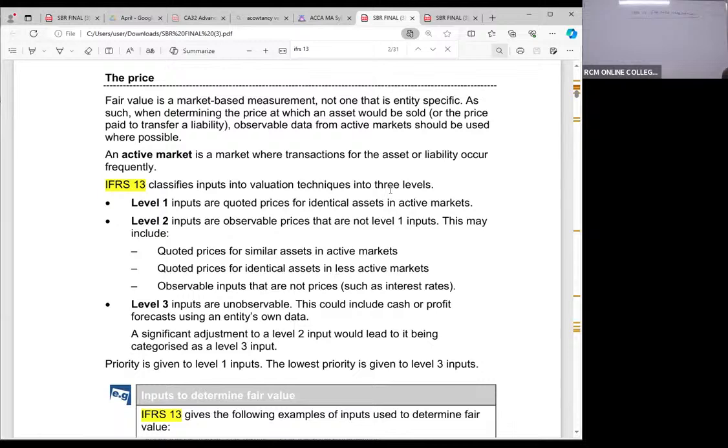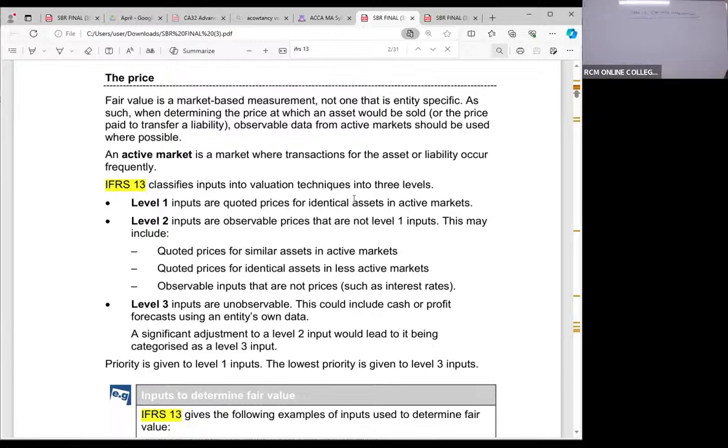The inputs that we shall use to be able to say, ladies and gentlemen, that this goat of mine is valued at this much. The three levels here. We have level 1 inputs. Inputs are quoted prices for identical assets in active markets.